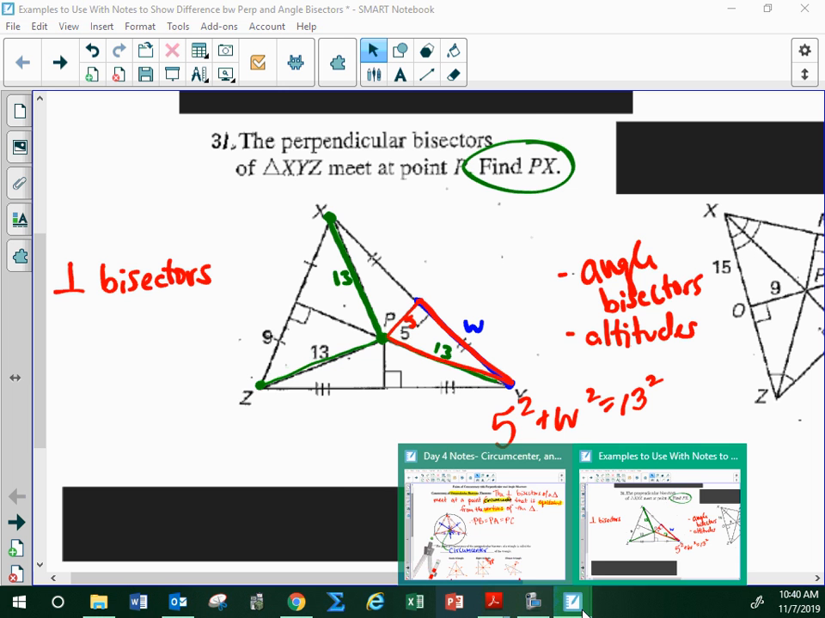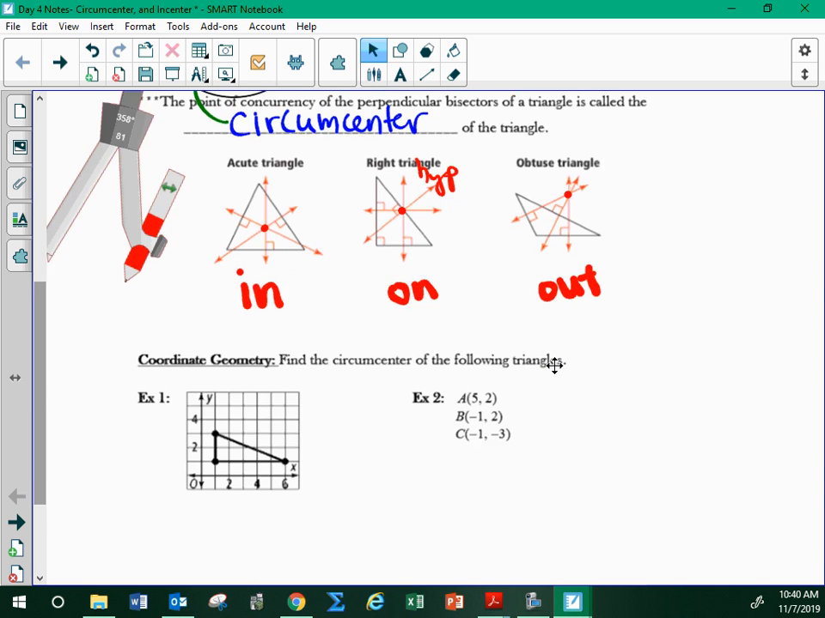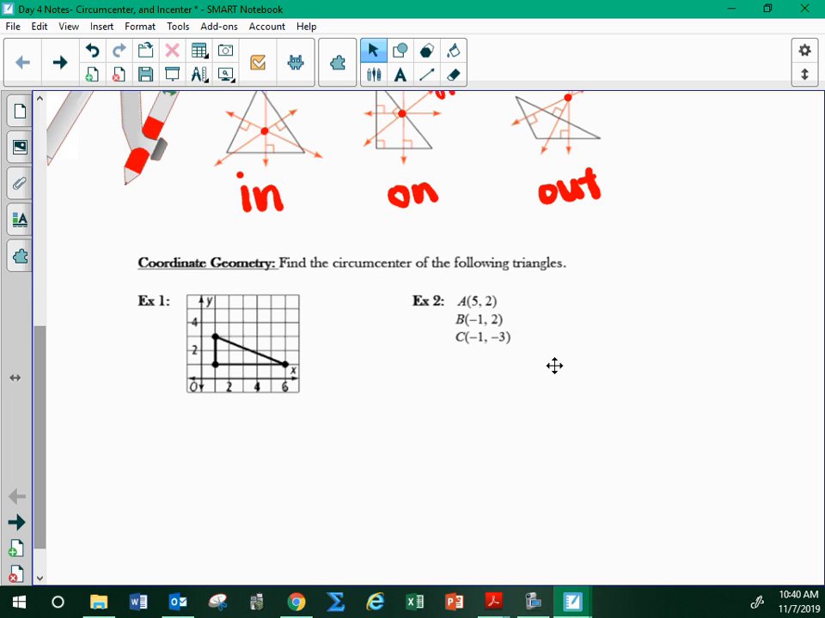Okay, so that goes back to our theorem here. Again, perpendicular bisectors meet at the circumcenter, equidistant from the vertices. So once you've established that circumcenter, you can know it's the same distance to the corners. Okay, now we're not always going to have a nice picture given to us with some lengths. We're going to have this on graphs.